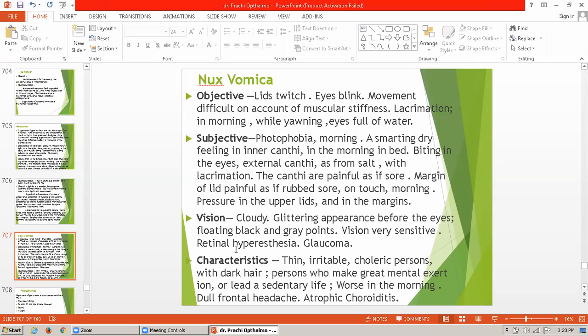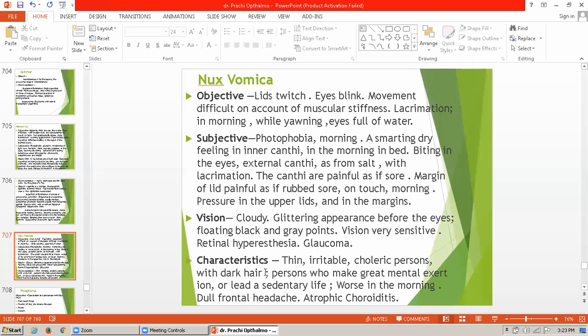Vision is cloudy. There is a glittering appearance before the eyes, with floating black and grey points. Vision is very sensitive. Retinal hyperesthesia, glaucoma.